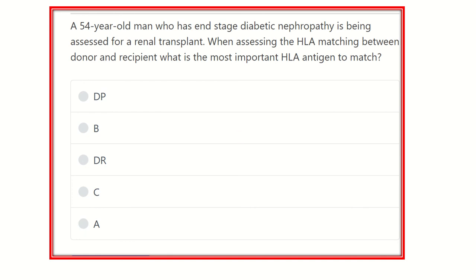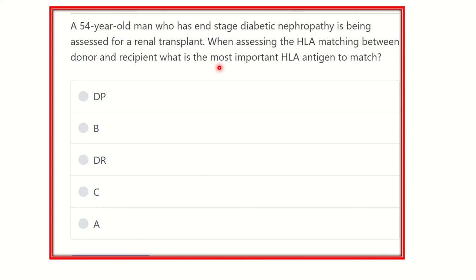So here is the question: a 54 years old man who has end-stage diabetic nephropathy is being assessed for renal transplant. When assessing the HLA matching between donor and recipient, what is the most important HLA antigen to match?